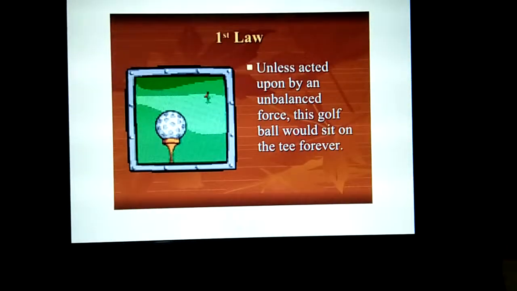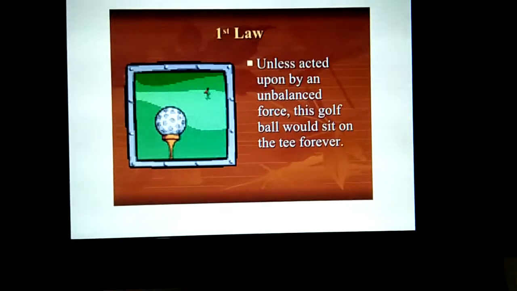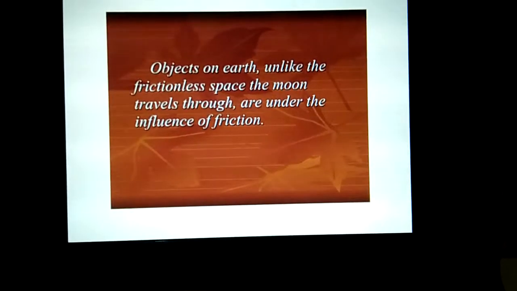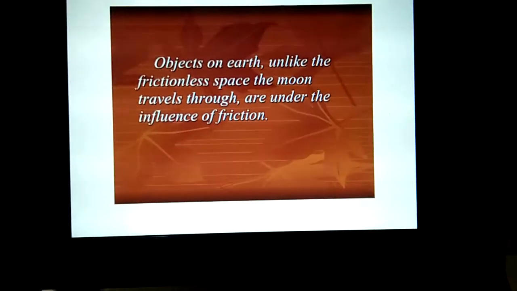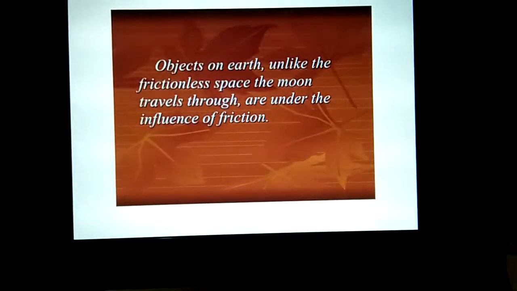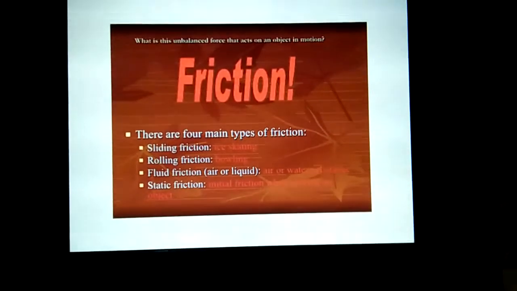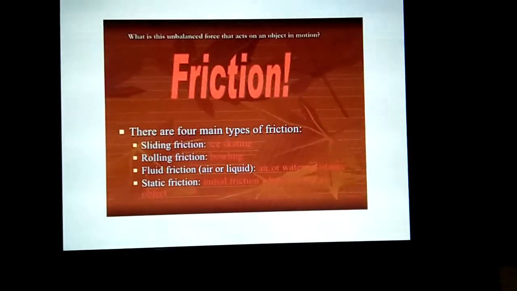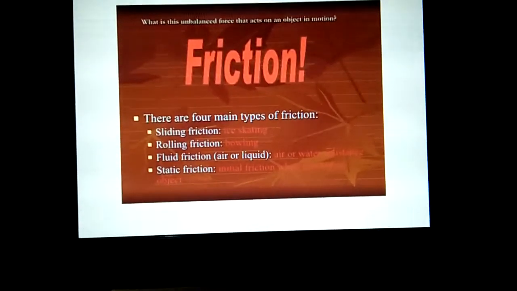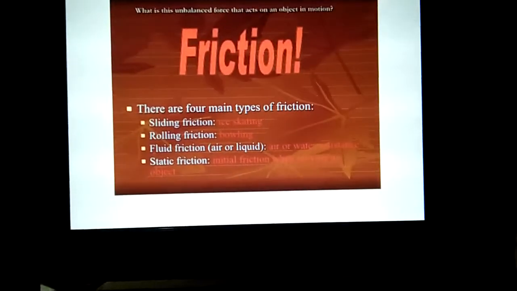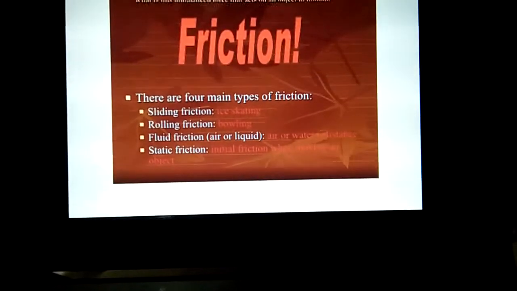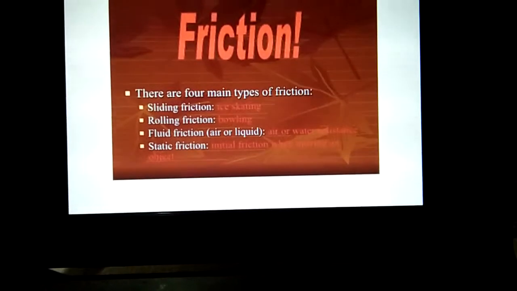Unless acted upon by an unbalanced force, this golf ball would sit in the tree forever. Objects on Earth, unlike in the frictionless space on the moon, travel through and are under the influence of friction. Friction. So what is friction? There are four main types of friction: sliding friction, rolling friction, fluid friction (air or liquid), and static friction.